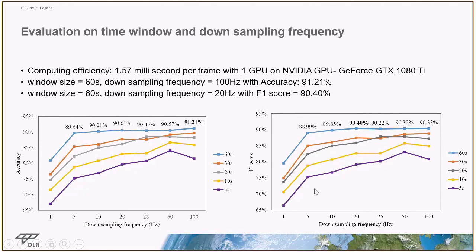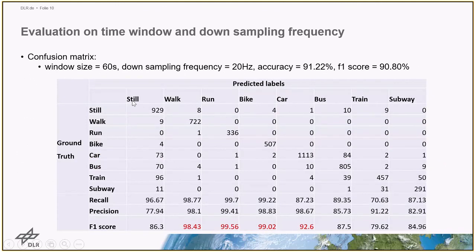The figure on the right side is the F1 score. The trend of the F1 score is similar to that of accuracy. The best F1 score we got is 90.4% when the window size is 60 seconds and downsampling frequency is 20 Hz. We select a confusion matrix from one trained model. In this training, the F1 scores of walk, run, bike, car perform well with a value of more than 90%, but train and subway got low F1 scores as they are a bit similar.